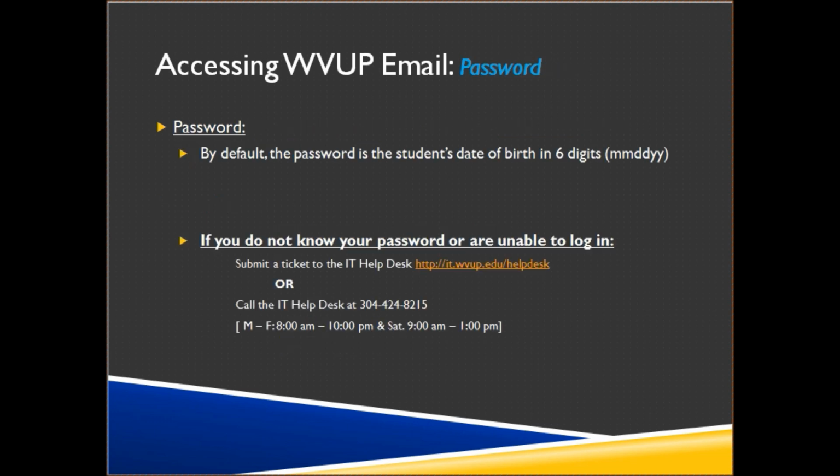Password. By default, the password is the student's date of birth in 6 digits, month, day, and last 2 of the year. If you do not know your password or are unable to log in, submit a ticket to the IT Help Desk at http://it.wvup.edu/helpdesk, or you can call the IT Help Desk at 304-424-8215.